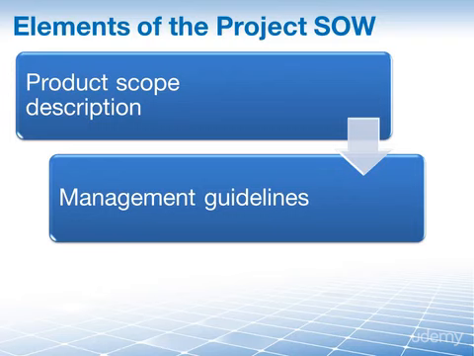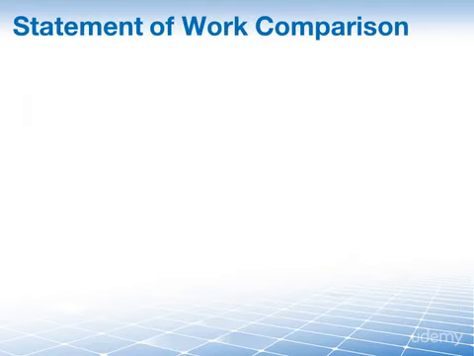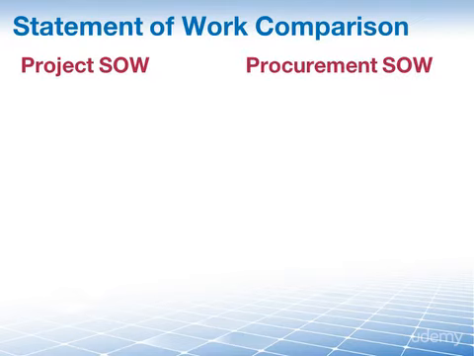And lastly, how do we know that the work is acceptable? The project statement of work should describe an assessment method which will be used to gauge performance as well as criteria for successful completion of the work. Next to the project statement of work, there is also the procurement statement of work, which describes the procurement item in sufficient detail to allow prospective sellers to determine if they are capable of providing the products, services, or results.